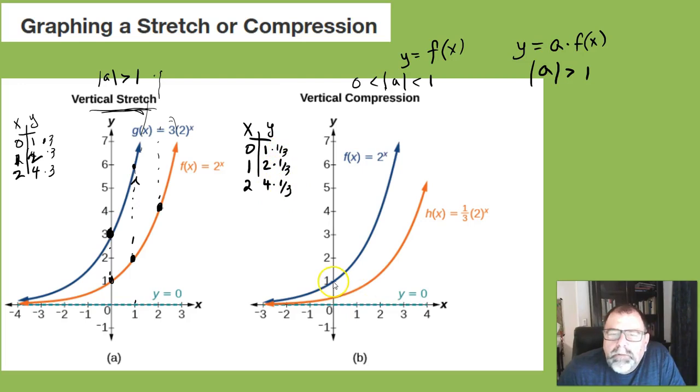So 1 times 1/3 is right there, and then 1, 2, and then we times it by 1/3, so that's a compression, it's pushing it down. So 2 times 1/3 is 2/3, and then 2, 4 times 1/3 would be 4/3, which is right there. 1 and 1/3, right? Okay, so that's a compression.